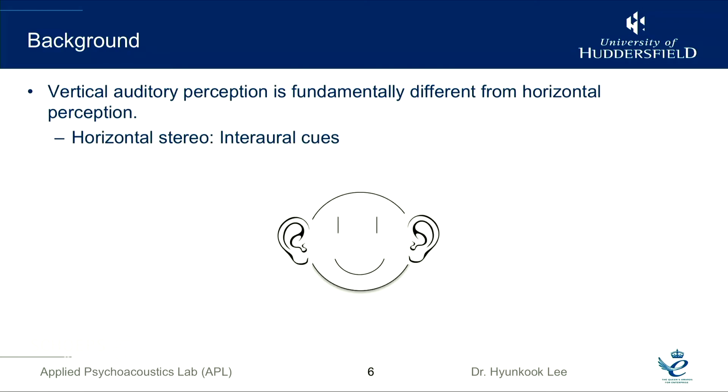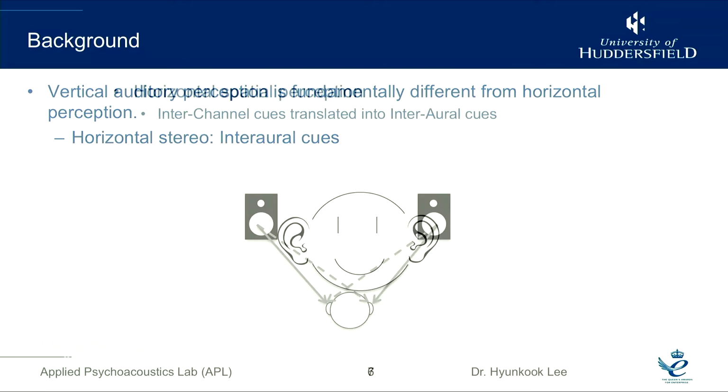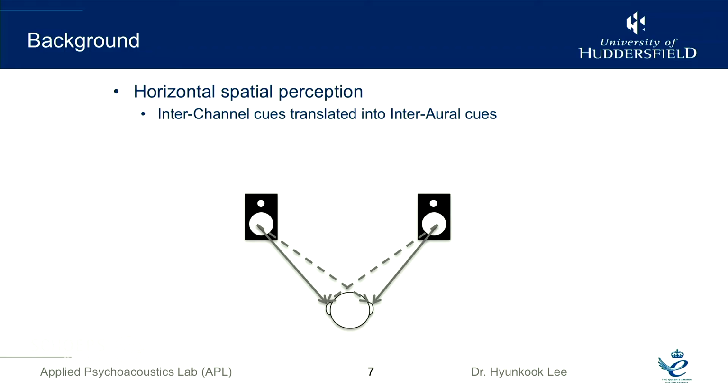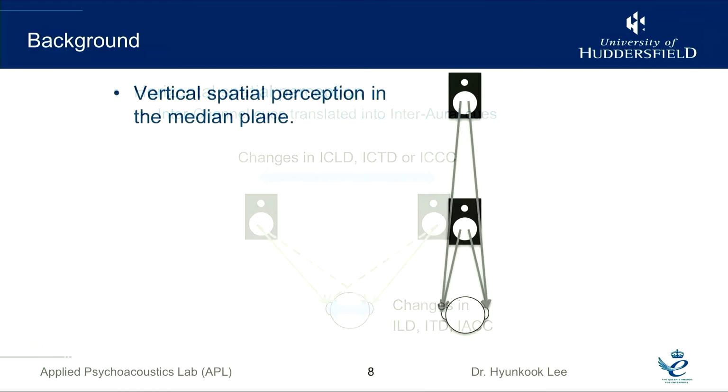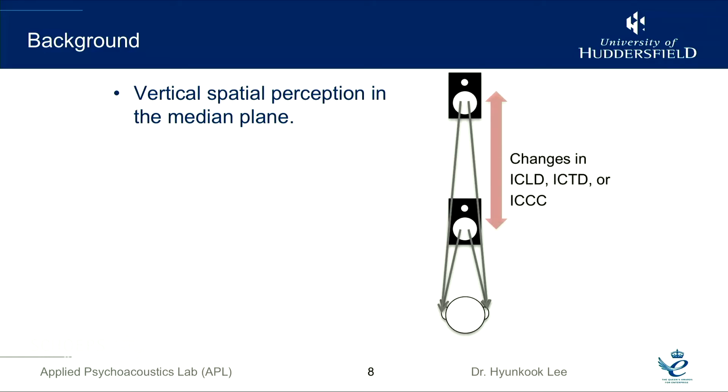We all know that horizontal stereo is all about interaural cues. The fact that we have two ears spaced apart creates a level difference, time difference, and HRTF, and these cues are important for human horizontal localization. So when we change level and time between channels, these cues are translated into interaural cues: ILD, ITD, and interaural cross-correlation, which is related to the perception of spaciousness. But what happens if we have speakers arranged vertically in the median plane? Whatever you do with interchannel differences, it won't actually change anything in interaural differences.